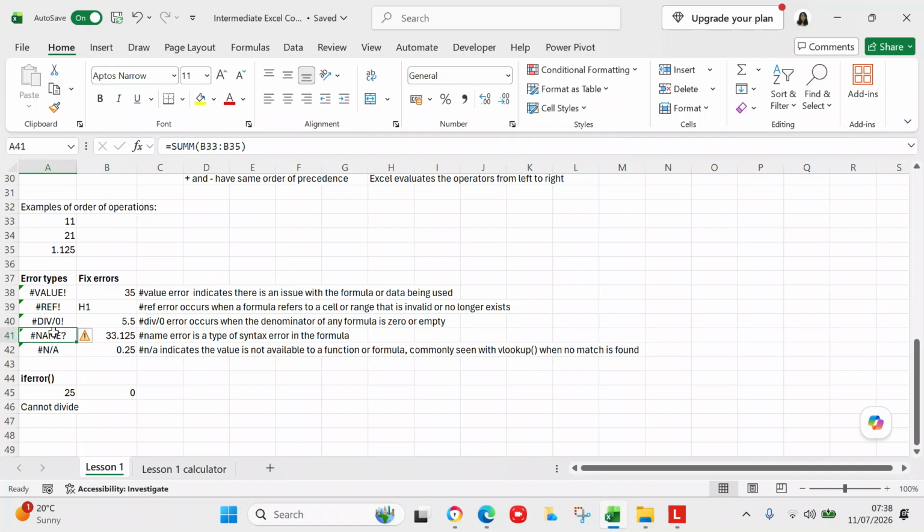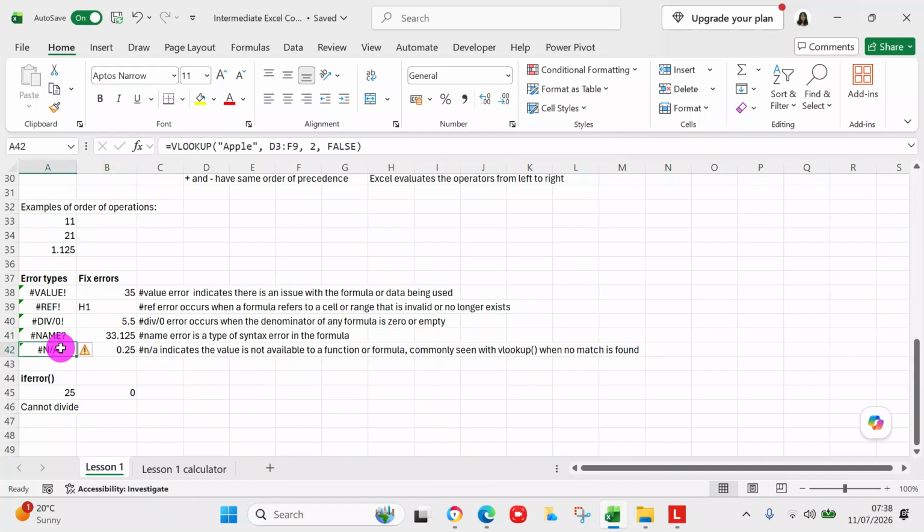The next type of error you have is a name error. The name error is a type of syntax error in the formula. Basically this is a syntax error where we haven't typed sum correctly. Instead of it being S-U-M, we've typed S-U-M-M, B33 to B35. And then we correct that by saying sum, S-U-M, which is the correct syntax, A33 to A35.